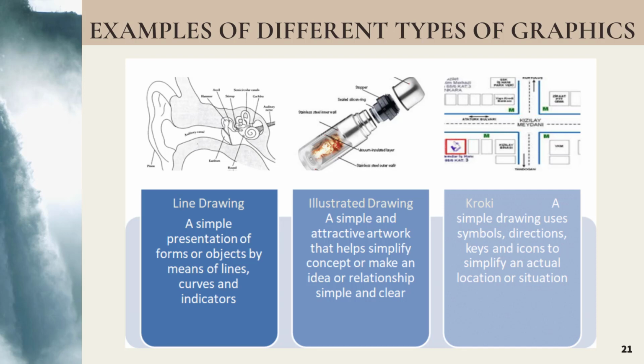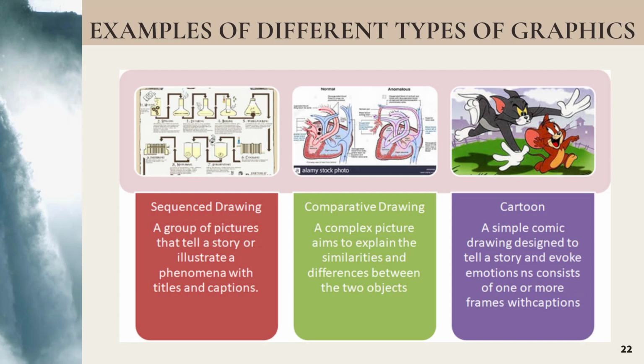So it's a simple and attractive artwork that helps simplify the concept or make it easy to understand. And then we have the croquis, which is a simple drawing that uses symbols, directions, keys and icons. For example, the train guidelines. And then we have the sequenced drawing, which is actually a group of pictures that tells a story or a phenomenon with titles and captions.